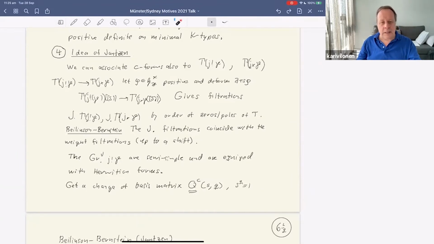And so this allows this ALTV team, if you use the result of Beilinson and Bernstein, that the associated graded of this filtration is semisimple, to equip those with Hermitian forms, and this way you get an upgraded change of basis matrix, what I call SQ. So it keeps track of the signature in addition to keeping track of the weight. So now there's an extra variable S that keeps track of that.